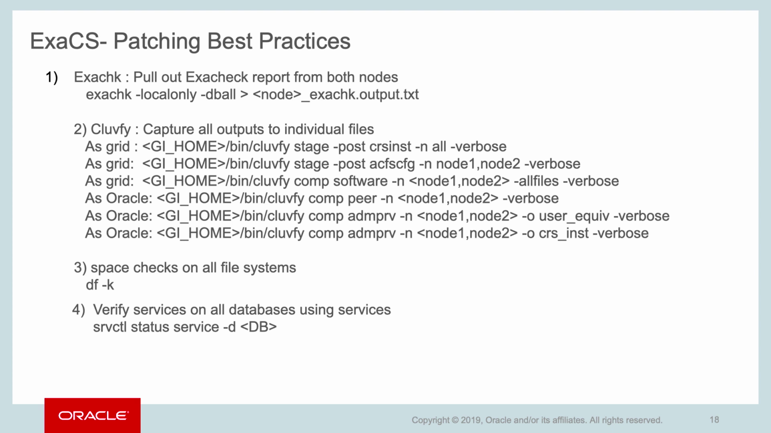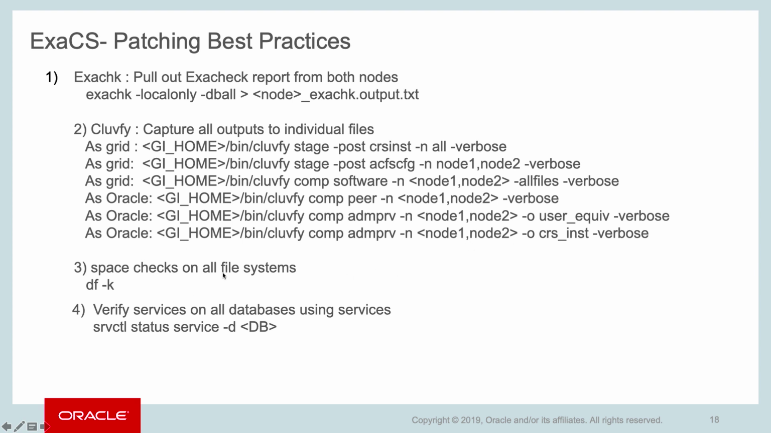You should also be running the cluvfy, and it will capture all the output for individual files. So from grid home, you can run a command like post crsinst -n all verbose, or ACFS related configurations, or the components of the software. These commands are basically going to help you in case anything goes wrong. So it is always a best practice. Not necessarily you have to do this, but just to avoid any issue, if you have time, you can look into these and gather these inputs.